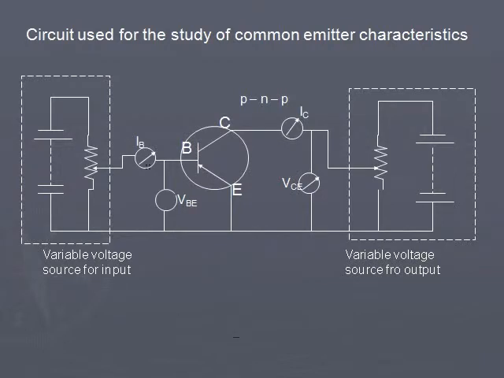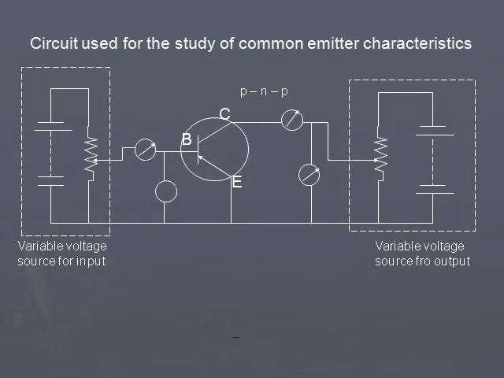Similarly, there is another circuit under the rectangle with dotted lines on the right side. This circuit indicates a variable voltage source which is used in the output circuit. So both input voltage and output voltage can be varied. To vary this voltage, we use a variable voltage source. So these two variable sources are shown under rectangles of dotted lines.